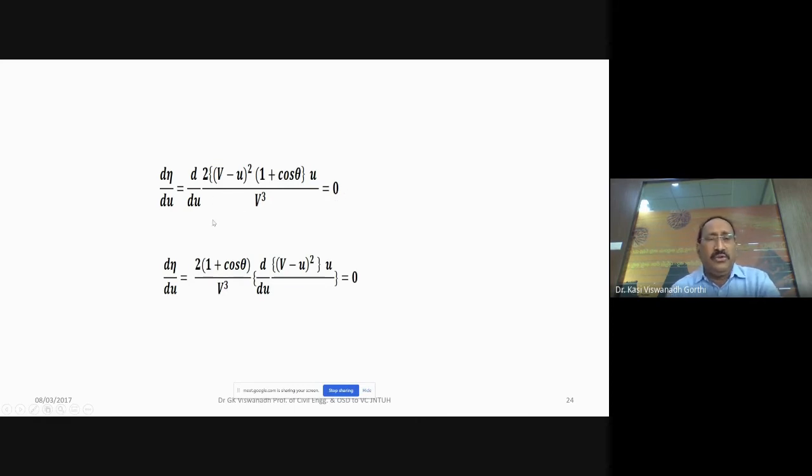So d by du of 2 by v cube, which is a constant. 1 plus cos theta also is a constant, which can be taken out of the differential. And what is left now? (V minus U) whole square into u.